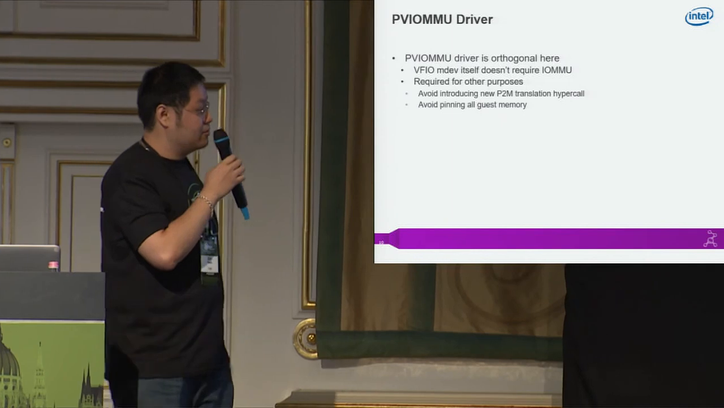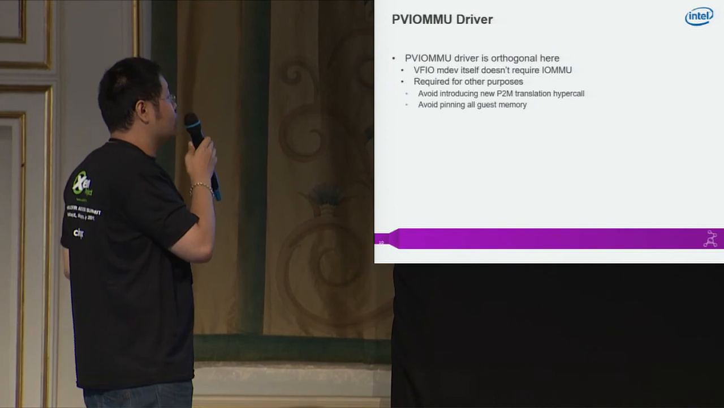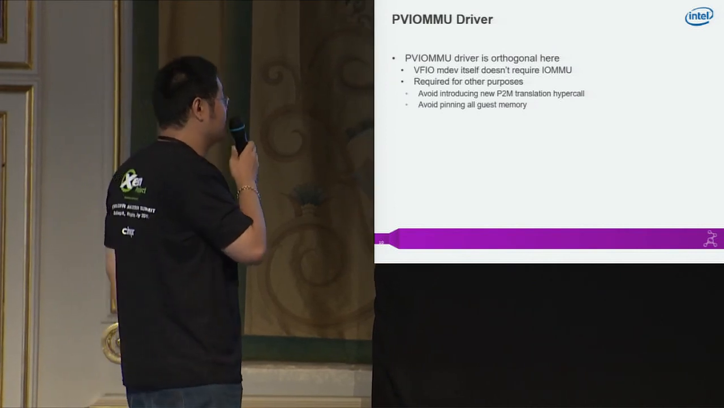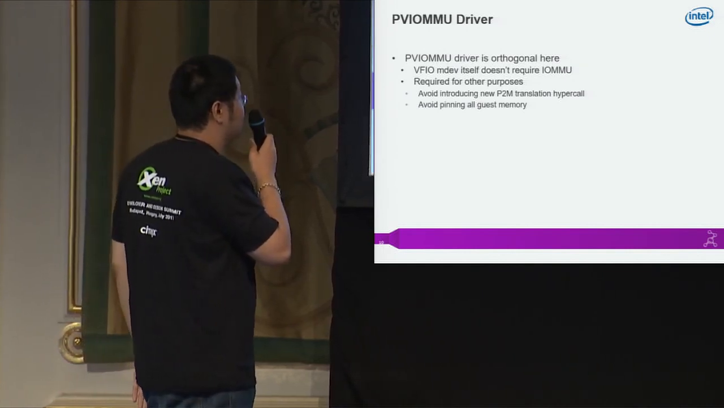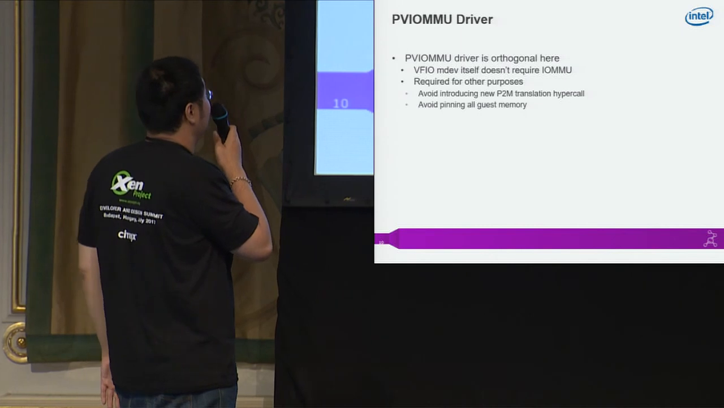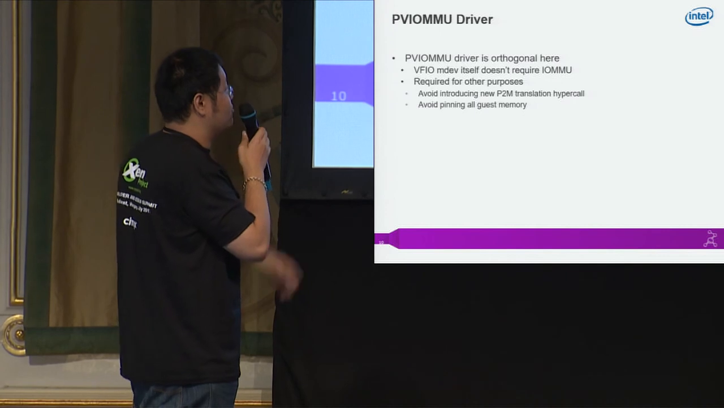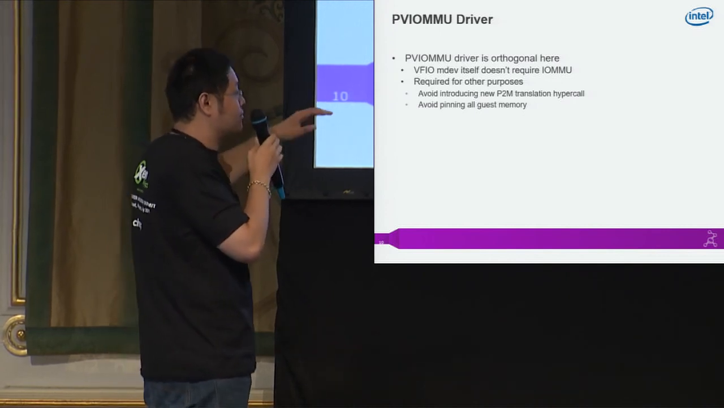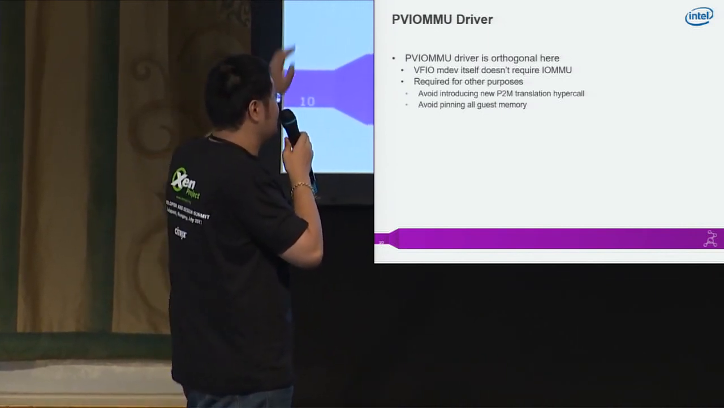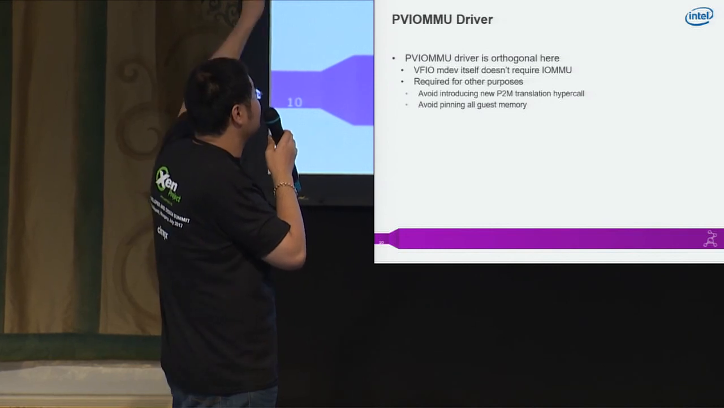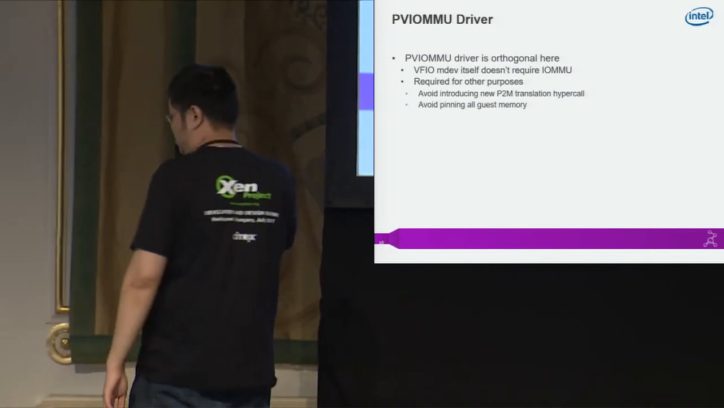Another requirement I think is the PV MMU driver, because we have a GPU shadow page table, and we have to access guest memory during our GPU command scan. If we have a PV MMU driver, we don't need to introduce a new P2M translation hypercall, and you might have already seen a lot of discussion in the mailing list. Also we don't need to pin all the guest memory, because the PV MMU driver will do that. Then we don't need to worry about that.